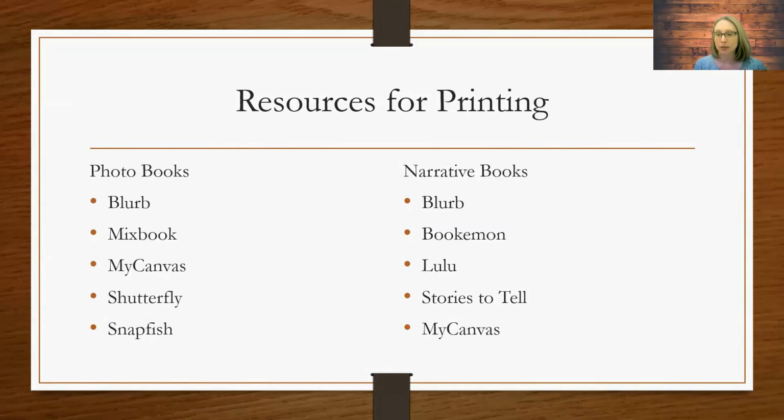Then we have the narrative books, which are primarily all text. You can do some of these narrative books with a blend of photos and text, like a family history. So we have Blurb, Bookemon, Lulu, Stories to Tell, and MyCanvas. MyCanvas came up several times in my research. That one seems to be fairly popular for that type of printing. And again, remember to format your text using Microsoft Word or another word processor so that you can work out misspellings, grammatical errors, anything like that.